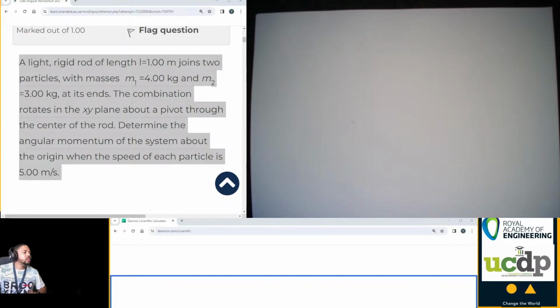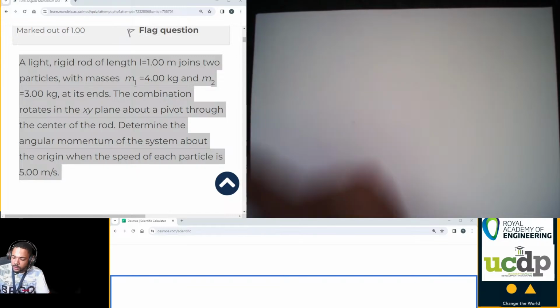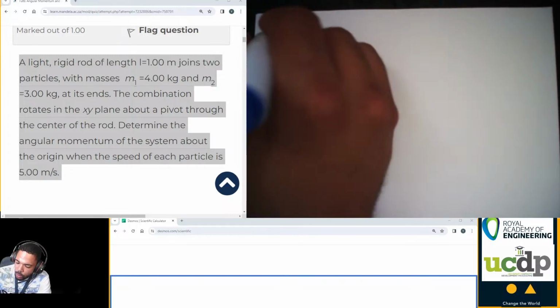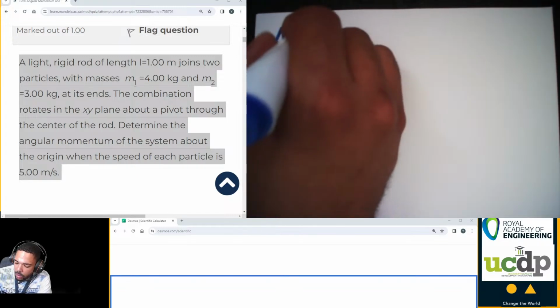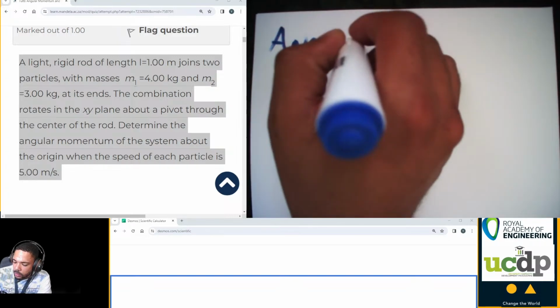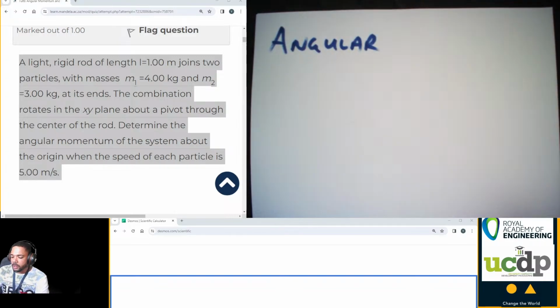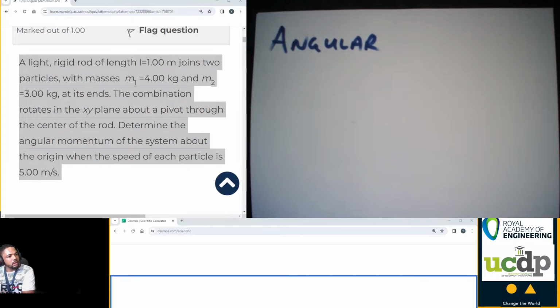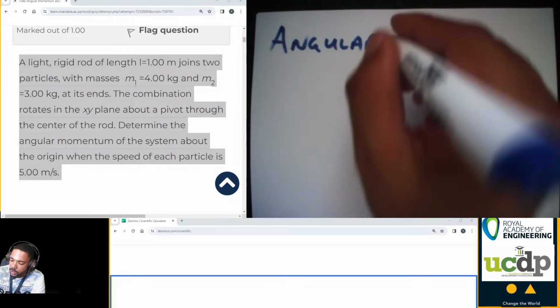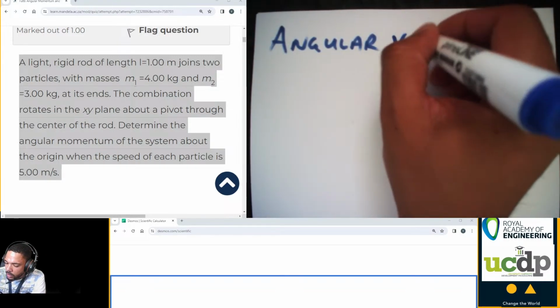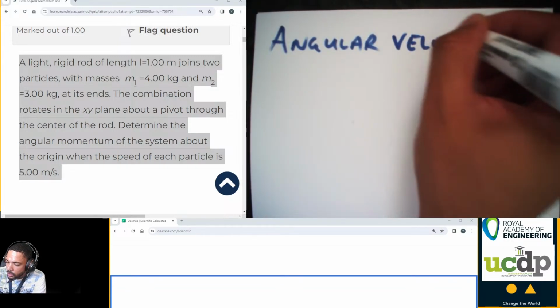This is everything we've been given. Now, we need to determine the angular momentum. Okay, so let's first calculate the angular velocity, because momentum is the velocity multiplied by its mass. So we are going to first calculate the angular velocity.